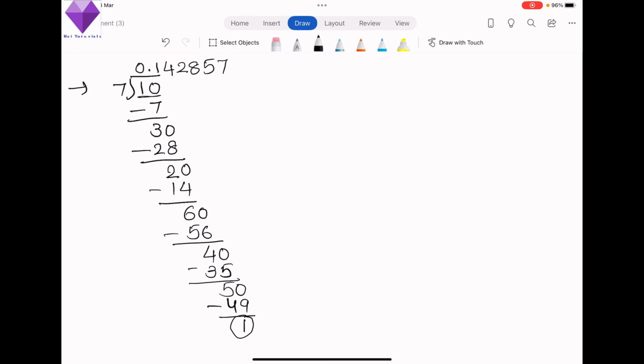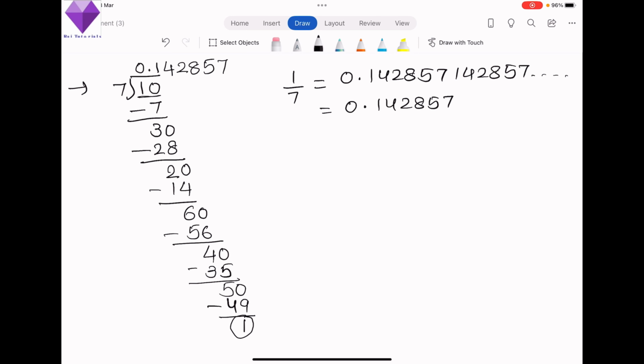So this type of number, if I divide 1 upon 7, I will get 1, 4, 2, 8, 5, 7. Again 1, 4, 2, 8, 5, 7. So this will be continuing. Or I can say 0.142857 whole bar. This means 1, 4, 2, 8, 5, 7 are continuously repeating, and this pattern of numbers are called non-terminating and repeating numbers.